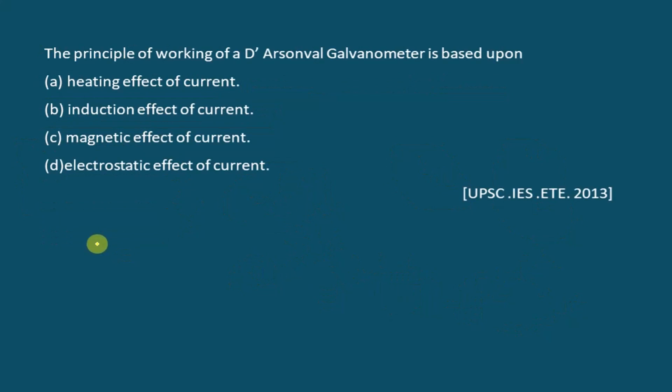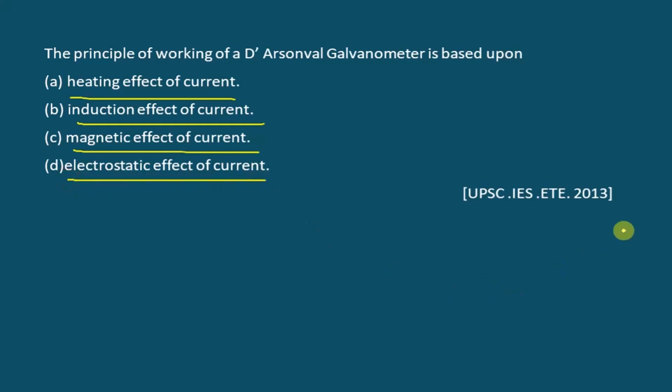The question here is asking: the principle of working of a D'Arsonval galvanometer is based upon, and the options given are heating effect of current, induction effect of current, magnetic effect of current, and electrostatic effect of current. This is a very important question from the IAS point of view. This question was asked in 2013. To answer it, we have to understand how the galvanometer actually works.